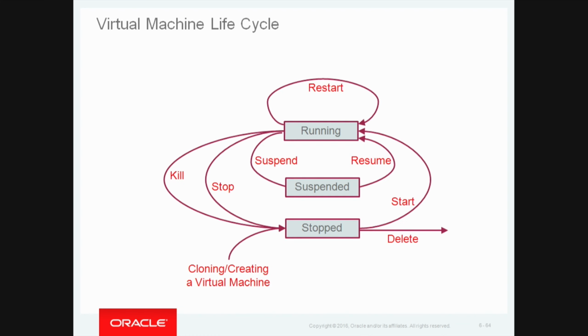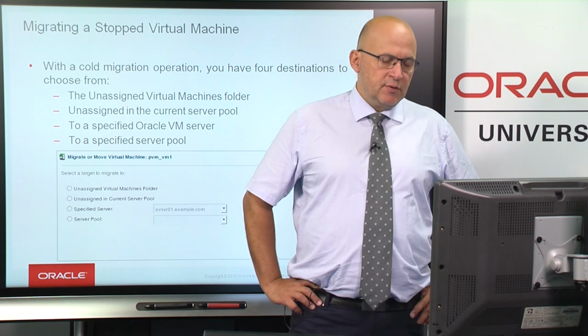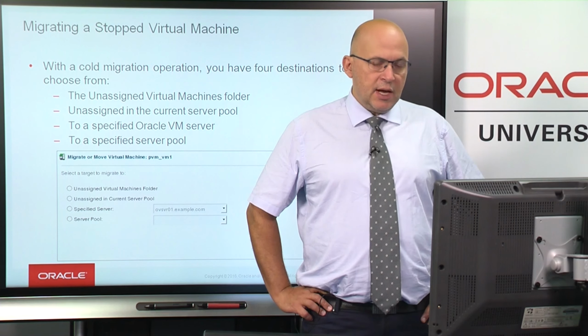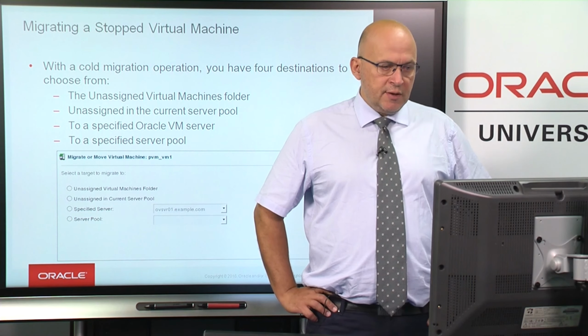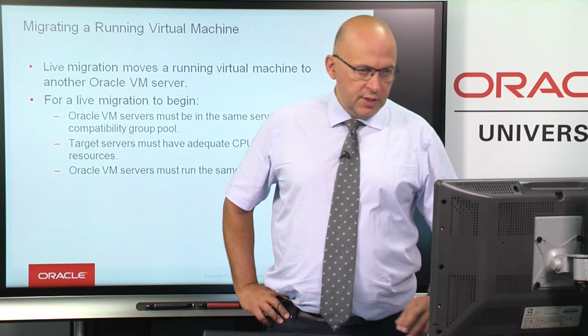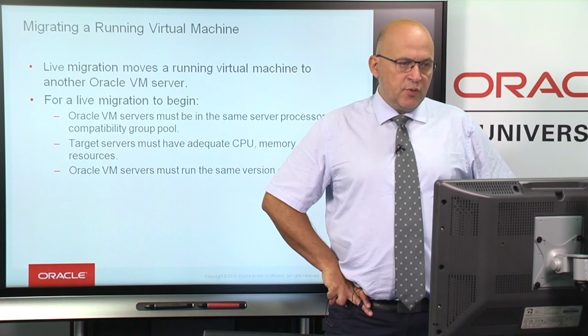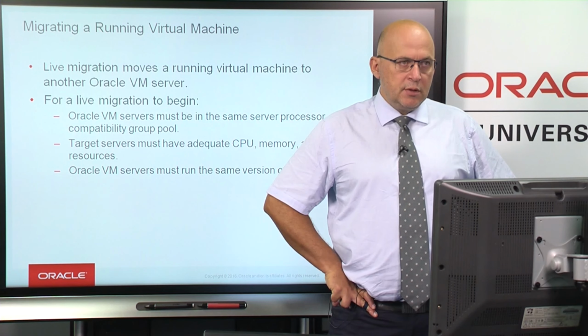So, migrating a stopped virtual machine. With cold migration, you have several destinations to choose from when you're doing this kind of thing. There is a folder on the left side of your manager, called unassigned virtual machines, unassigned in the current server pool, to a specified VM server, or to a specified server pool. So this is where this virtual machine will be targeted. And then if you have a running virtual machine, you can perform what we call live migration, without having to trigger a condition that is pushed by dynamic scheduling, from one compute core to another compute core.